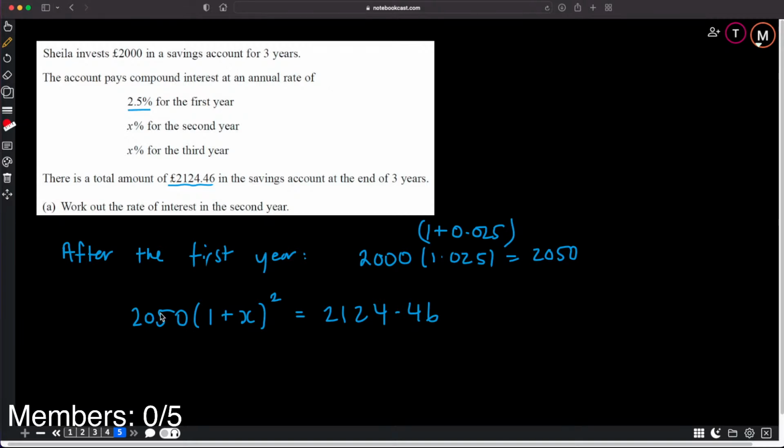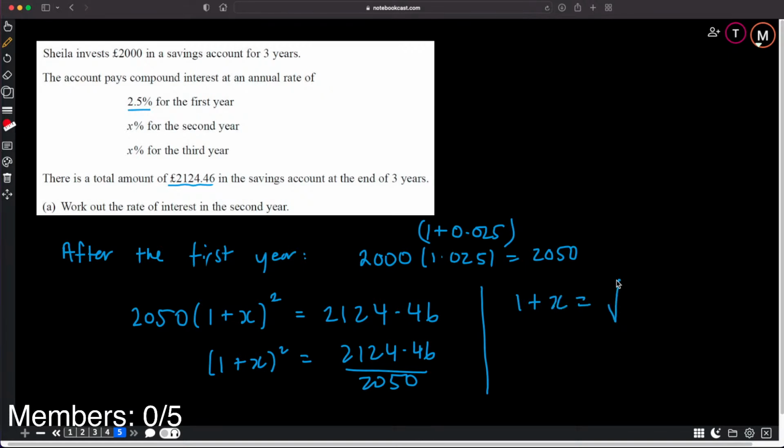Alright, I'm going to divide by 2050 on both sides, and then take the square root of both sides. So I get 1 plus x equal to the square root of 2,124.46 over 2050.